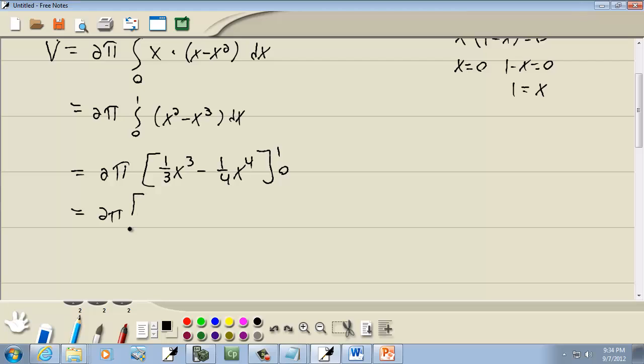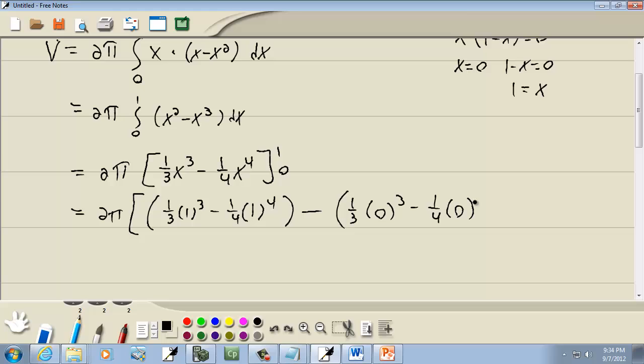And if I plug in those values, plug in a 1 first, I got 1/3 times 1 to the third power minus 1/4 times 1 to the fourth, minus 1/3 times 0 to the third minus 1/4 times 0 to the fourth. Now those zeros are going to all drop away, so we don't need to worry about those. 1 to any power is 1, so we don't need to worry about that. So we got 1/3 minus 1/4.